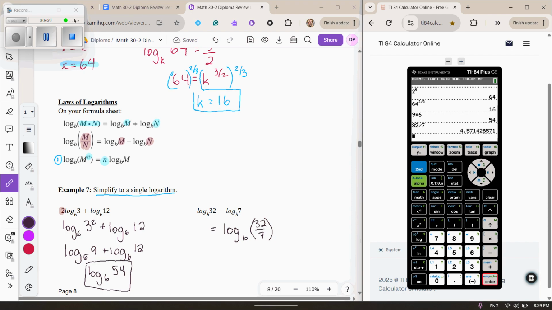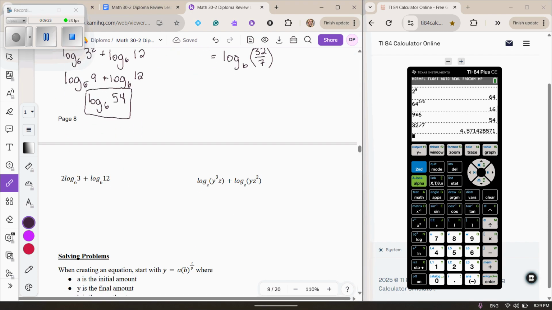All right, let's go to the next page. I accidentally have a repeat question here, so you can skip that. And let's try with some variables. So I notice that none of them have a number in front of the logarithm, but I do see that I am adding the logarithms. So if I'm adding the logarithms, that means I am going to multiply the arguments when I bring them to a single base.